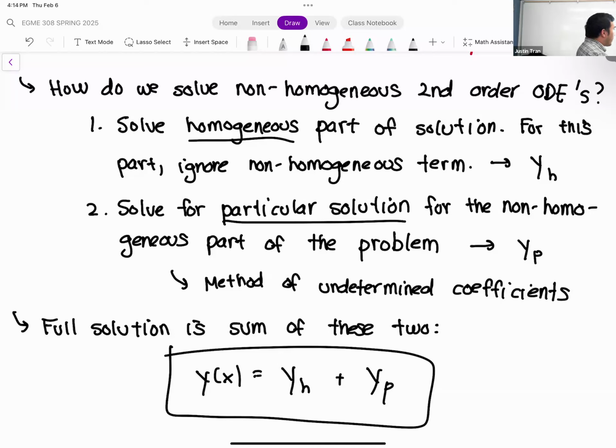So this is something that gets confused a lot of the time, because a lot of times when you have a non-homogeneous problem, people apply the boundary conditions or the initial conditions on just the homogeneous part. But when you have initial conditions, you need to include the particular solution as well.